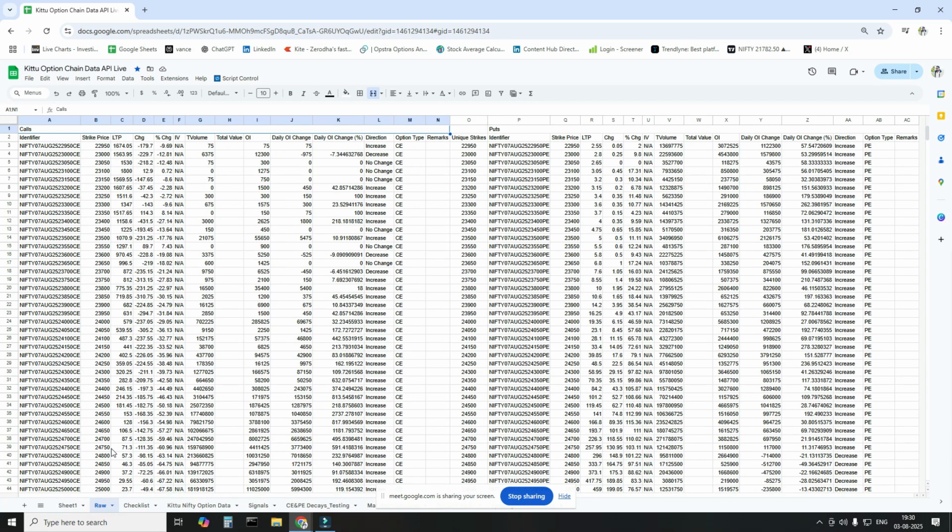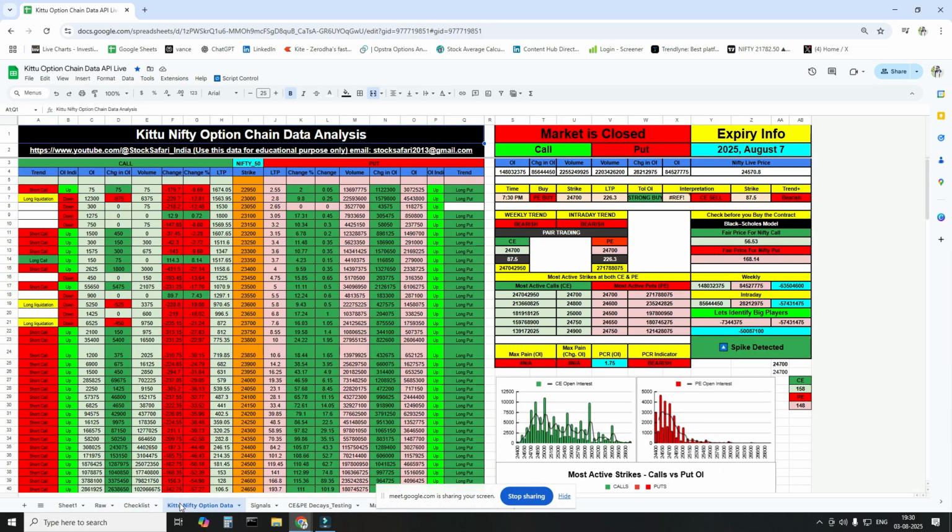Even in the raw data we have so much data which flows from this API, and all the call contracts are loaded in one area, and on the right side you can see all the put contracts loaded. That's how we segregated the data, and from this data it has now been transferred into this Kit2Nifty option chain data layout. Here the raw data has been transferred to this location, and with our calculations and experience we have identified a few formulas and added them in these areas.